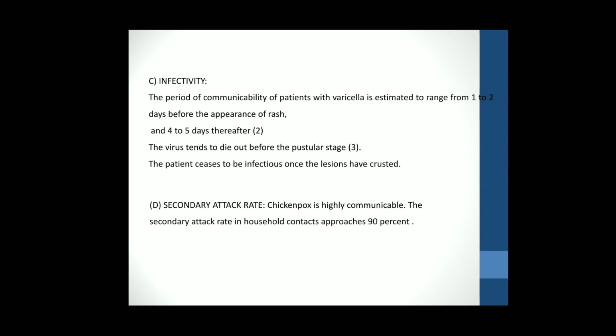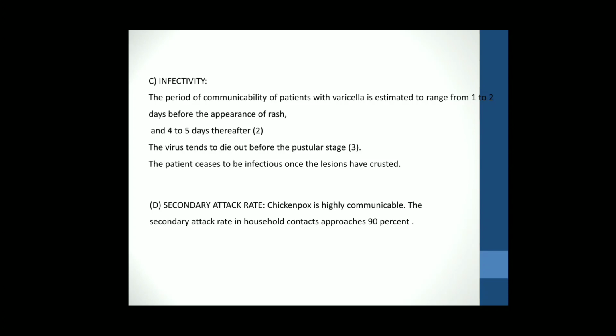The period of communicability of a patient with varicella is estimated to range from 1 to 2 days before the rash and 4 to 5 days thereafter. So if a person is exposed to chickenpox and the varicella zoster virus has entered the body, it will take some time before the appearance of the rash. You can call this period the primordial phase. I will discuss it in the coming slides.